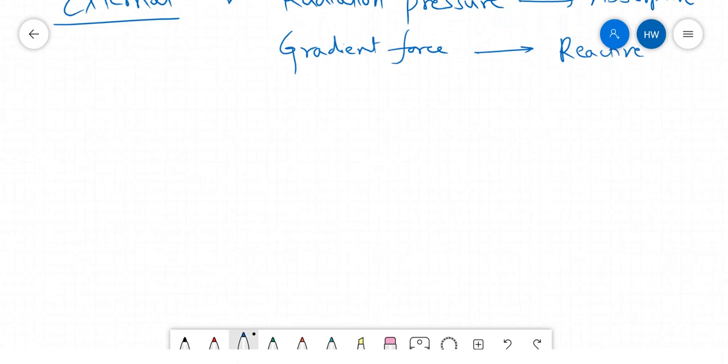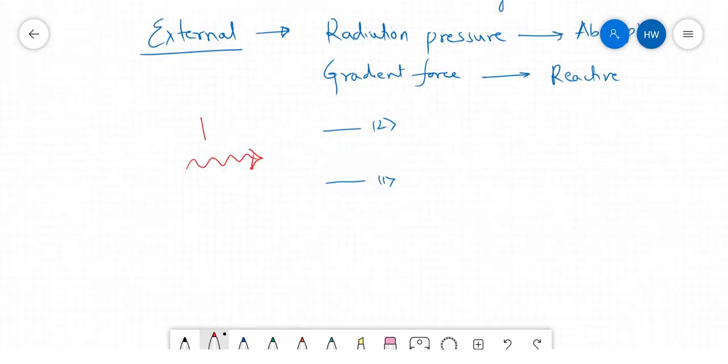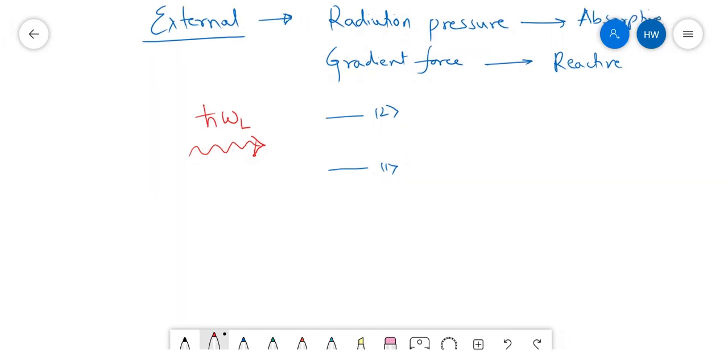So I'm going to represent the atom now. I'm looking at the atom as representing the two internal levels of the atom, the ground state and the excited state, as 1 and 2. And then I am looking at the photon, which is light, represented this way, coming with an energy h bar omega L, standing for the frequency of the laser, and it has got an amplitude, let us call it EL, which is a vector.